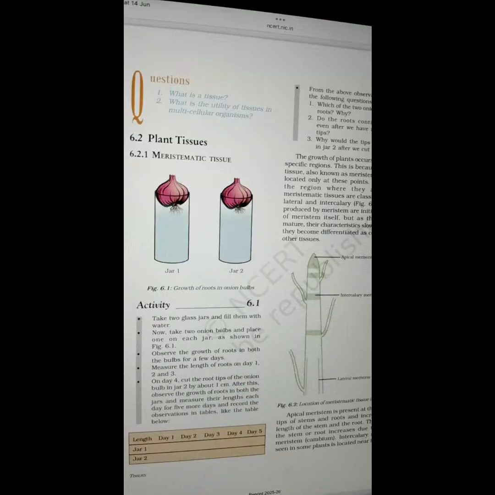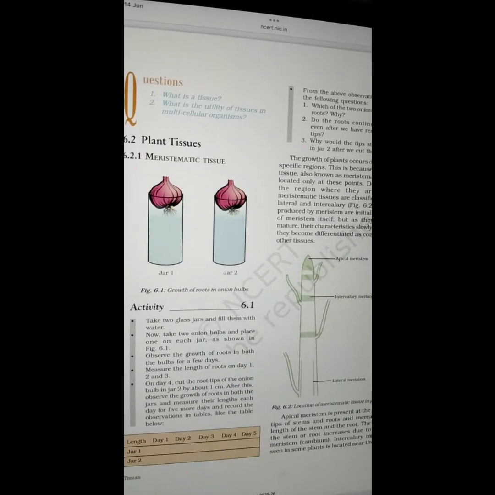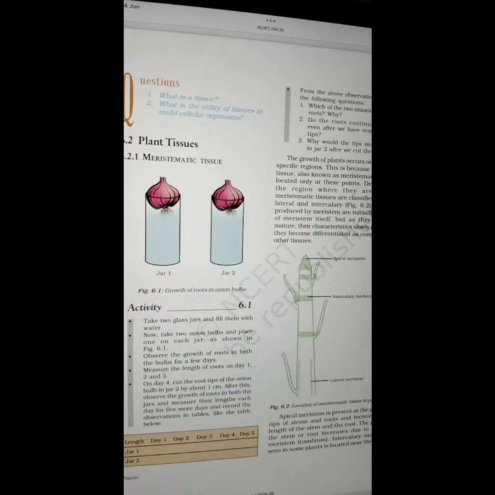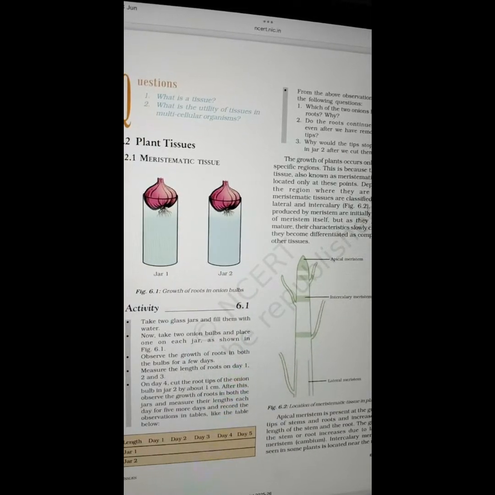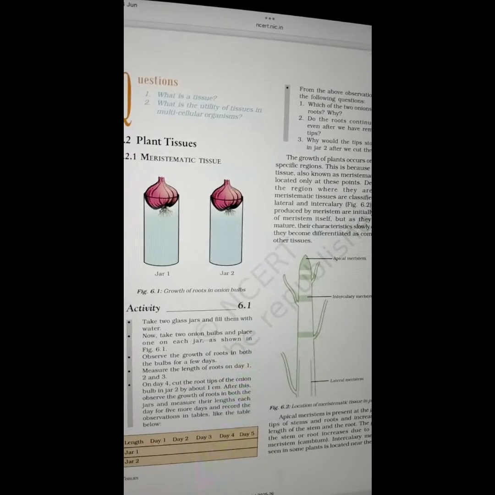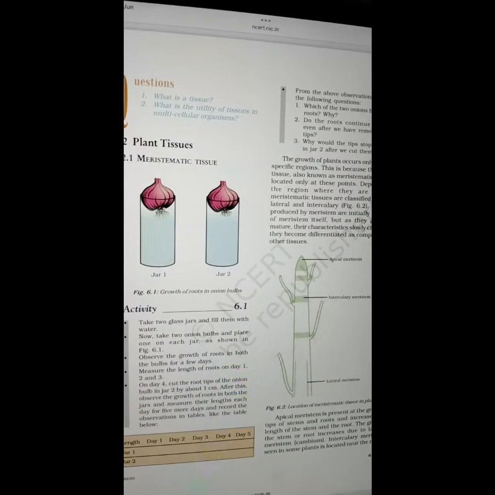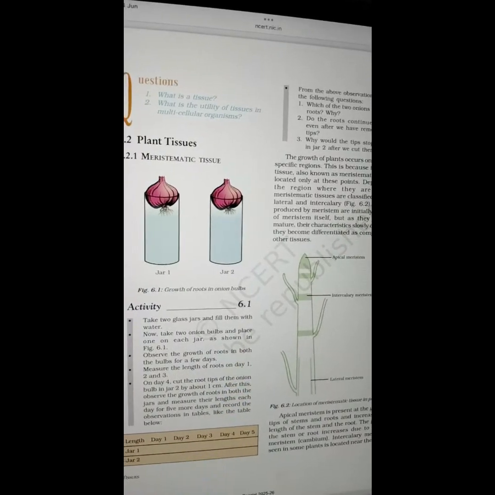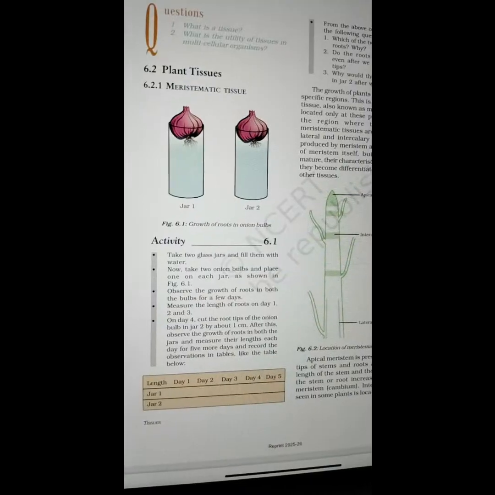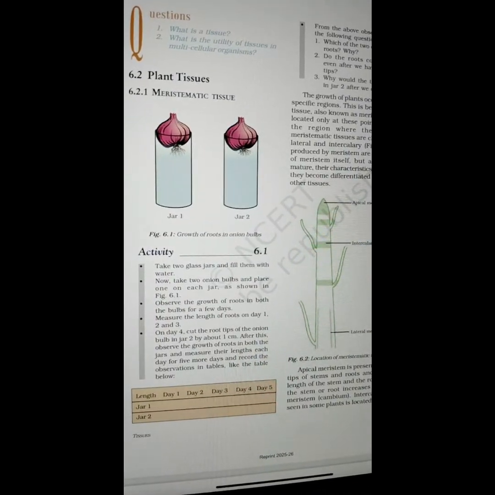The various steps are: take two glass jars and fill them with water. Next, take two onion bulbs and place one on each jar as shown in figure 6.1. Next, observe the growth of roots in both the bulbs for a few days. Next, measure the length of roots on day 1, 2, and 3. On day 4, cut the root tips of the onion bulb in jar 2 by about 1 centimeter.